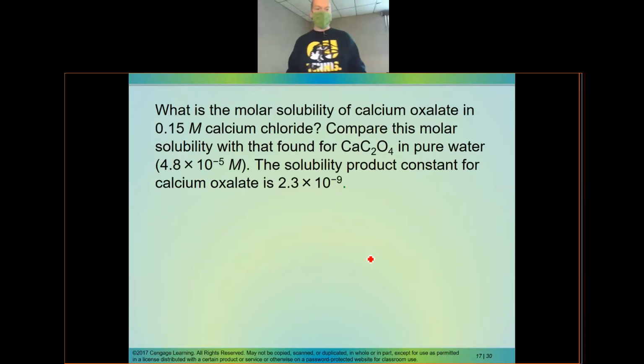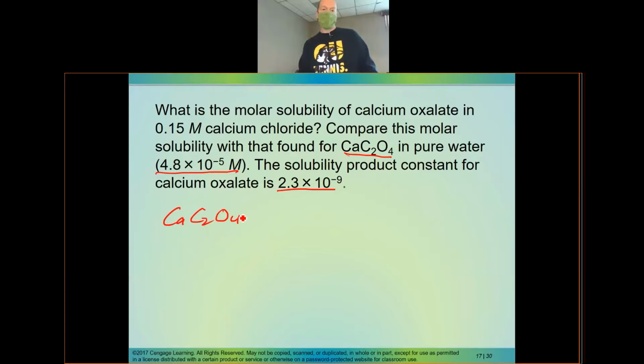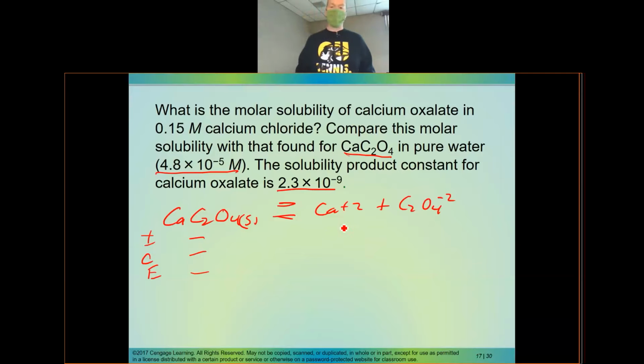So we can do an example. We already did our calcium oxalate. First we were given it in grams per liter. We calculated the molar solubility, 4.8 times 10 to the minus 5, and then we squared it to get our KSP. Now we're going to do the same reaction, our calcium oxalate, with initial, change, equilibrium. The solid is not involved in our equilibrium.